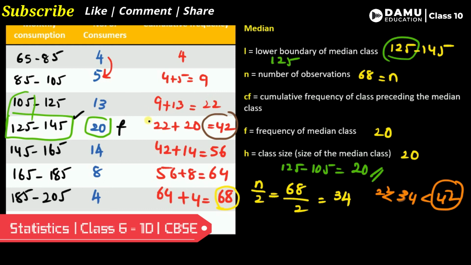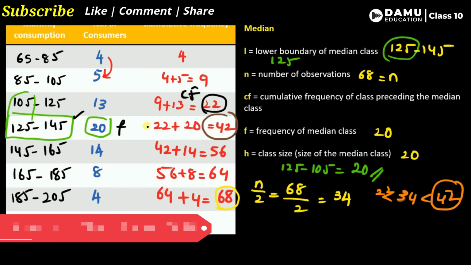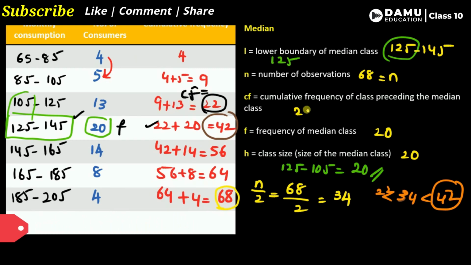So which one? So median class preceding that cumulative frequency is 22. So this is cumulative frequency. So for any median class, before that class, what is the cumulative frequency? That is CF. So CF will be equal to, what is that? 22. So we are taking all the values here. Lower boundary of the median class 125 and number of observations n, you can take it as here, n is equal to 68, and cumulative frequency of the class preceding the median class. So median class is this one.